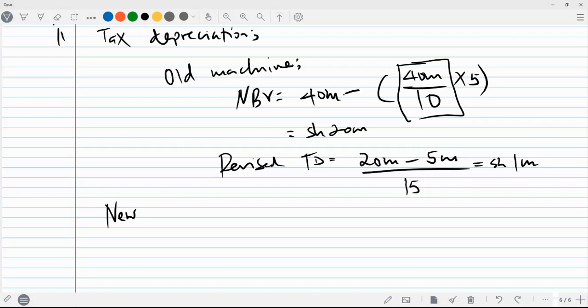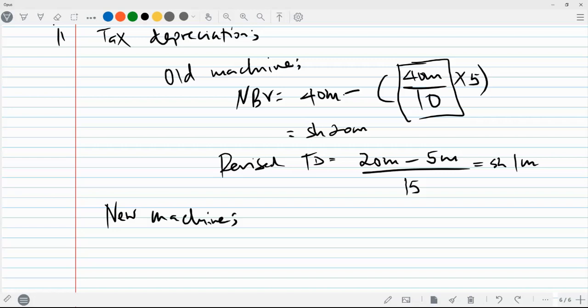Yes, I have a question on the tax depreciation. Are we multiplying by 30%? No, this is not yet on the tax saving. This is just the tax depreciation, not the tax saving, not yet there. Okay, thanks. Therefore, here we can do our new machine.